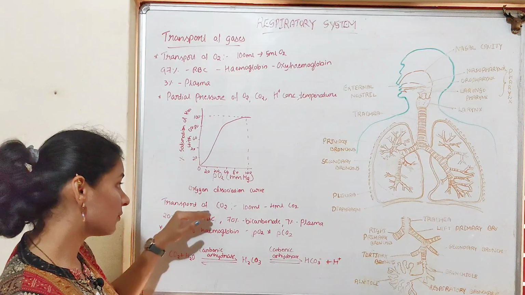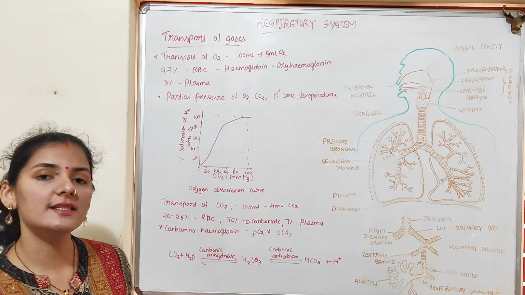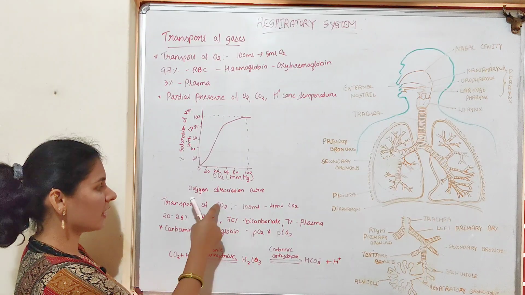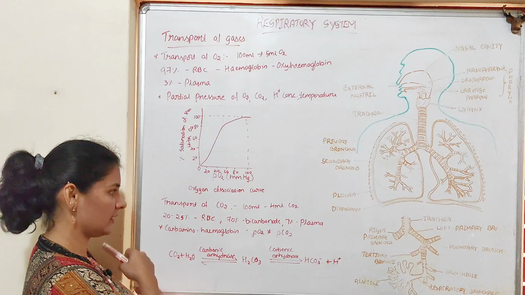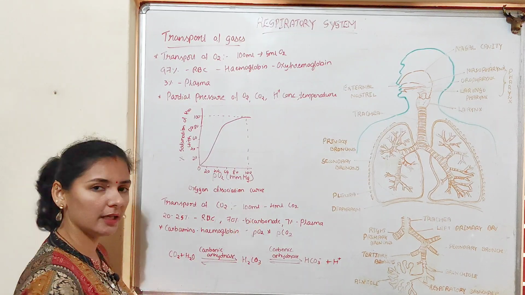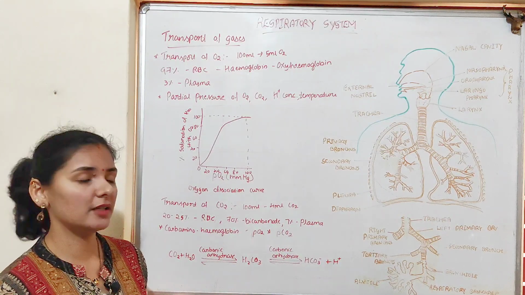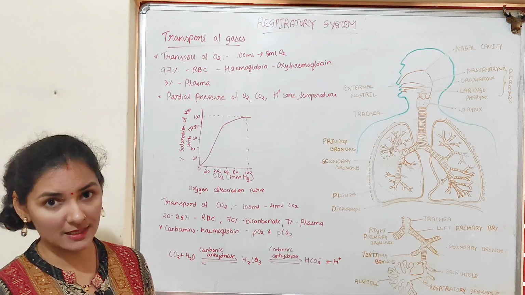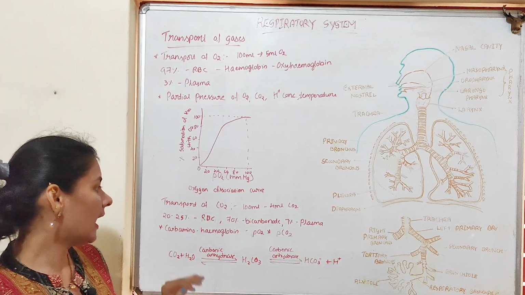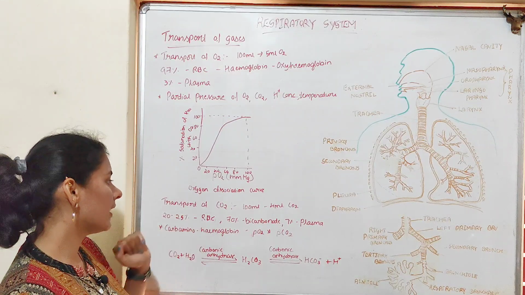So that is how exactly transport of oxygen takes place via blood. Now we'll talk about transport of carbon dioxide. The transport of carbon dioxide takes place mainly in three ways. That is, 20 to 25% of the carbon dioxide is transported via RBC, 70% is transported as bicarbonate, and 7% is transported in the dissolved form in the plasma. These are the three ways of transport of carbon dioxide, and we'll discuss all three one by one. First, we'll talk about via RBC.